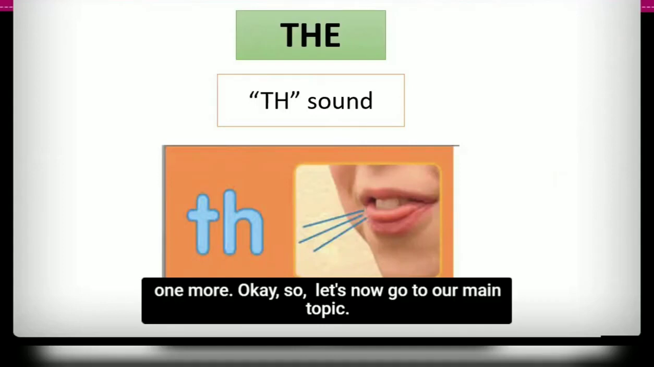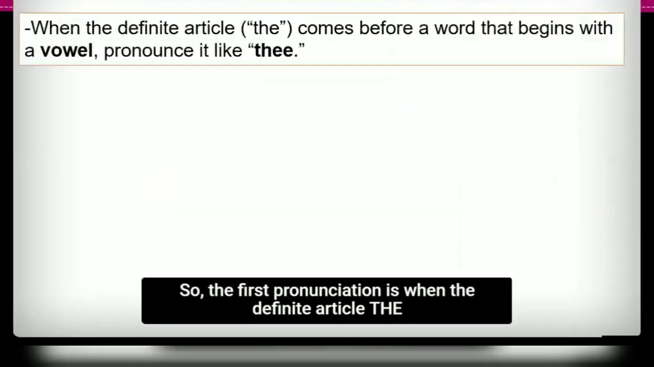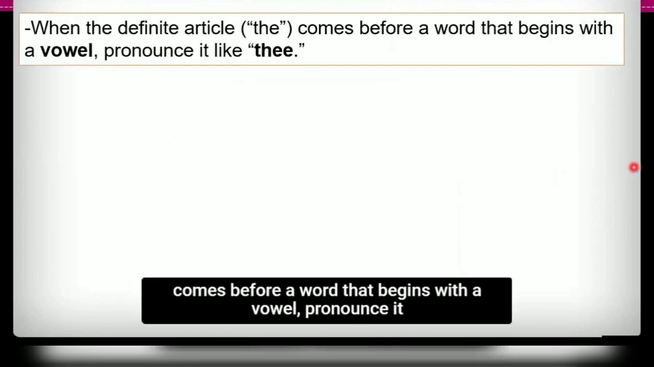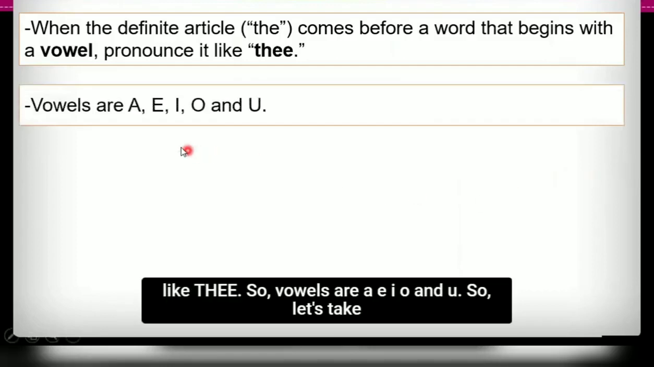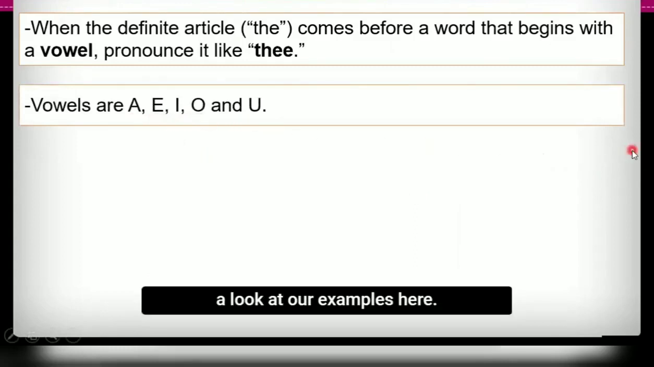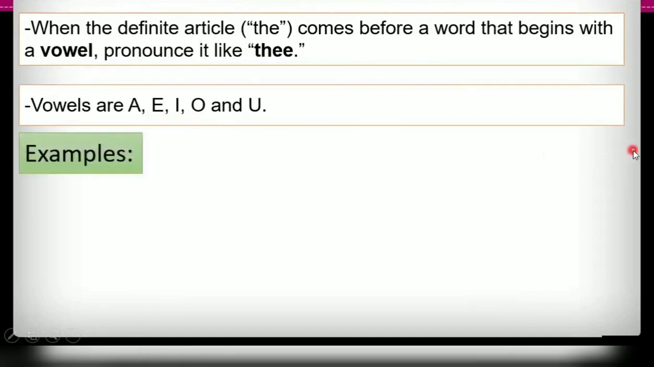Okay, so let's now go to our main topic. The first pronunciation is when the definite article "the" comes before a word that begins with a vowel. Pronounce it like "thee." Vowels are A, E, I, O, and U. So let's take a look at our examples here.